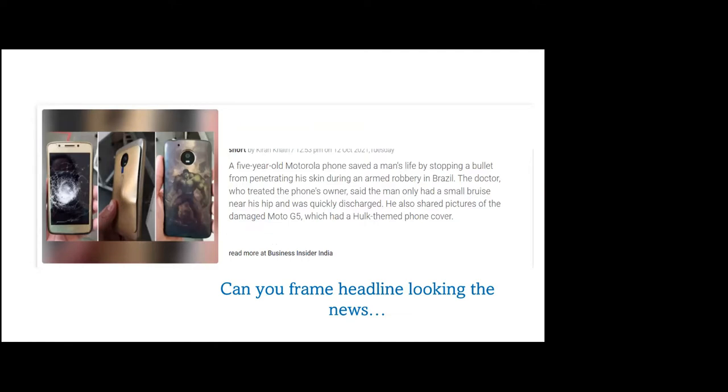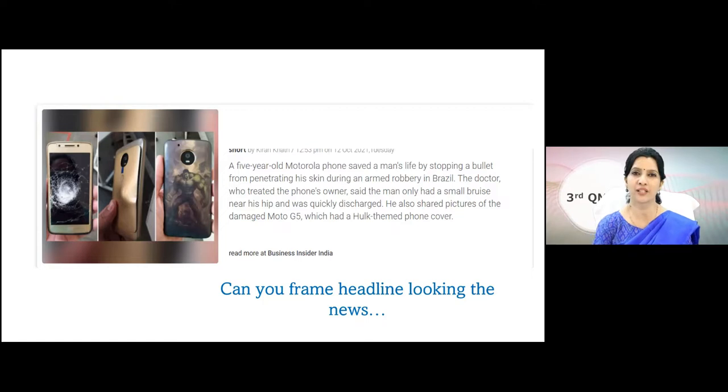Motorola phone saved a man's life by stopping a bullet from penetrating his skin during an armed robbery in Brazil. The doctors who treated the phone's owner said the man only had a small bruise near his hip and was quickly discharged. He also shared pictures of the damaged Moto G5, which had a Hulk-themed phone cover.